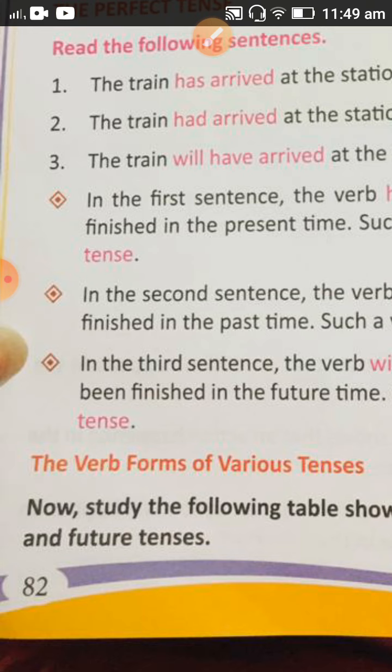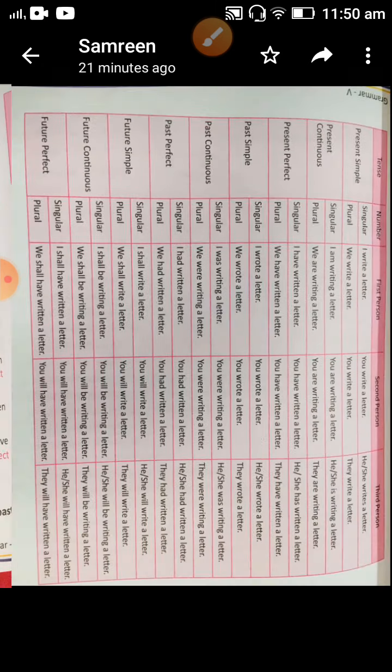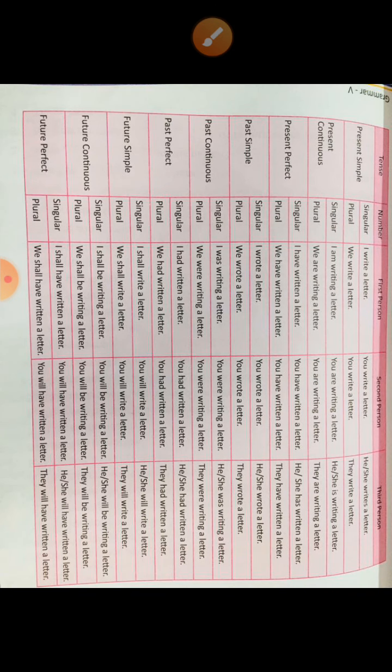Okay, there is a table basically on page number 83. On page number 83 there is a table. I hope you all have your books, so please turn to look at this. It is categorized very neatly, so that you can understand. First you can see simple present, then present continuous, present perfect, then past simple, past continuous, past perfect, future simple, future continuous and future perfect.